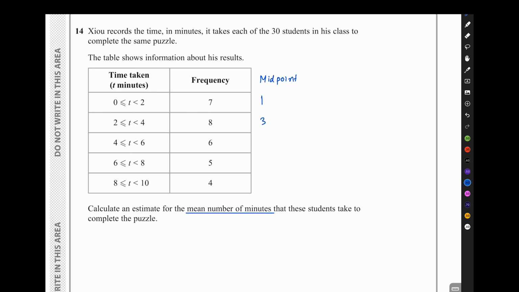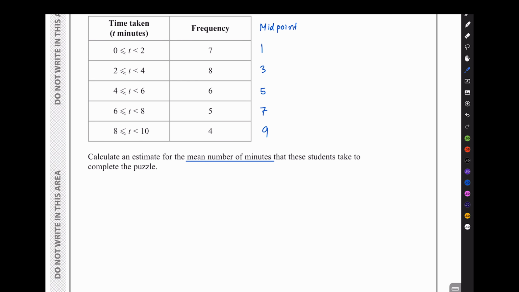Or you can actually use your calculator, but I recommend you not to. This is 6 and this is 9, okay? If you want to use your calculator, just write 2 plus 0 divided by 2, because you're basically trying to find the midpoint between these two numbers. So 4 plus 2, which is 6, divided by 2, which is 3. 6 plus 4, which is 10, divided by 2, 5. So you get the idea.